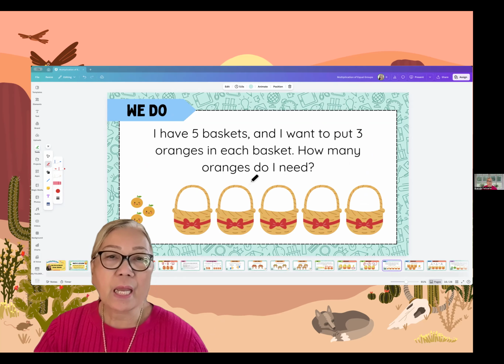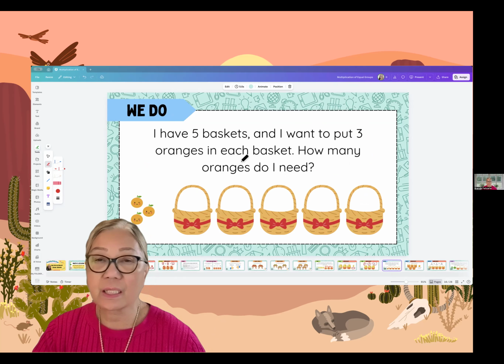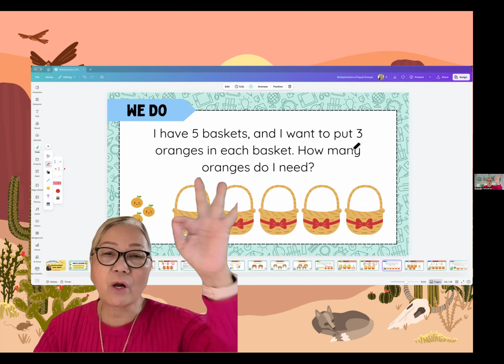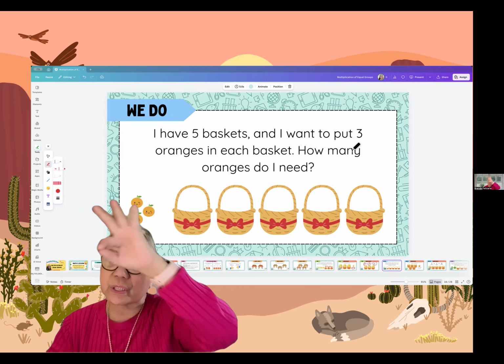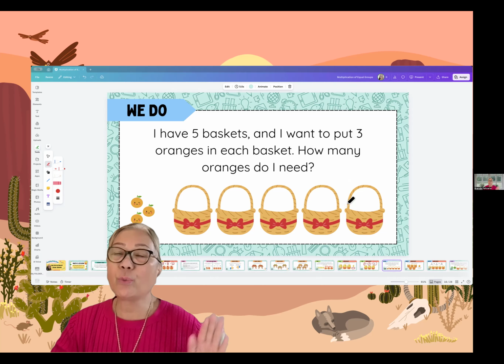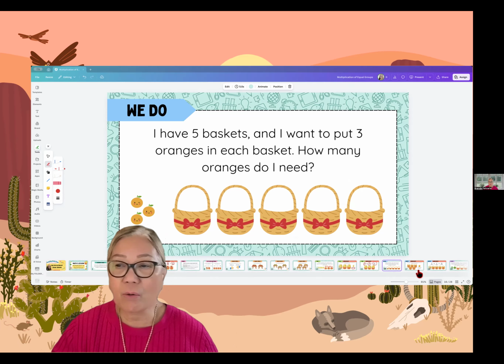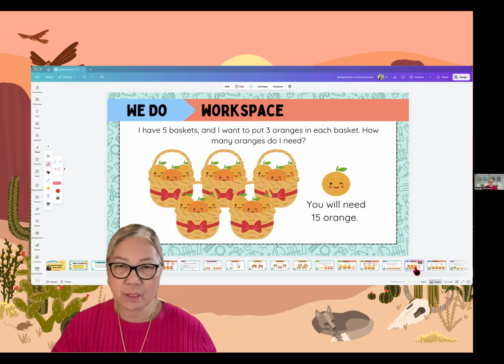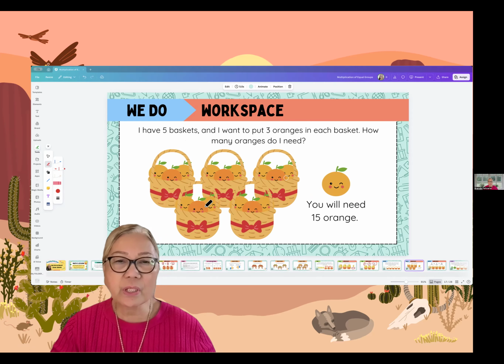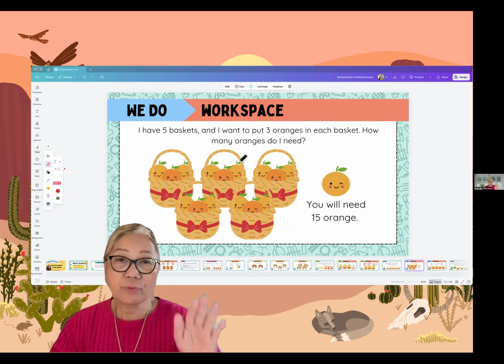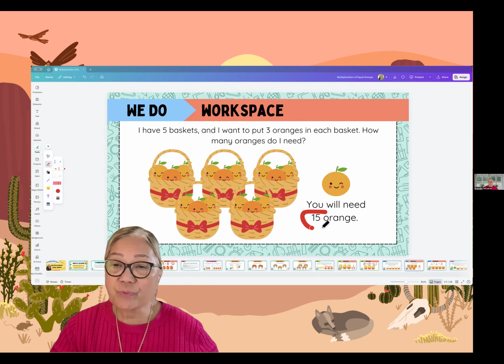Okay, so now we will do it together. I have 5 baskets. I want to put three oranges in each basket. How many oranges do I need? So, on your workspace, you have 3 and 3 and 3 and 3 and 3. So, adding all of this would mean 3 plus 3 plus 3 plus 3 plus 3 becomes 15.